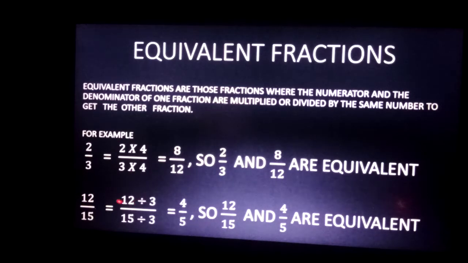So both the numerator and the denominator have been divided by 3 and the resulting fraction is 4 by 5. Therefore 12 by 15 and 4 by 5 are equivalent fractions.